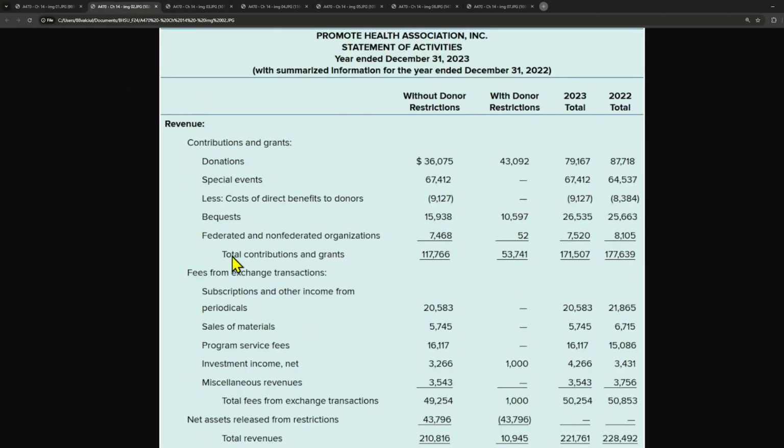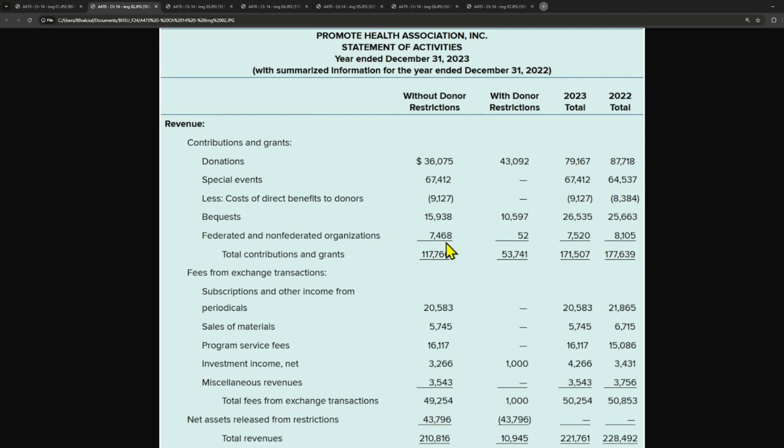So contribution and grants and fees from exchange transactions. Okay, so we're going to get a little bit more into what is an exchange transaction and the different categories. But you can look at some of the definitions here: subscriptions, sales of materials. In other words, when we say it's an exchange transaction, it's sort of like a for-profit exchange, meaning someone gives us money and we give them something of benefit. And so that would be a subscription, a program service fee, something like that. Now, a non-exchange transaction would be just like a donation or a grant. So these contribution and grants, they don't say it that way, but these are considered non-exchange transactions.